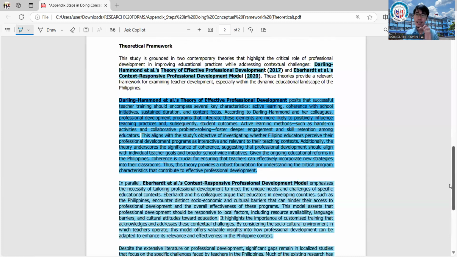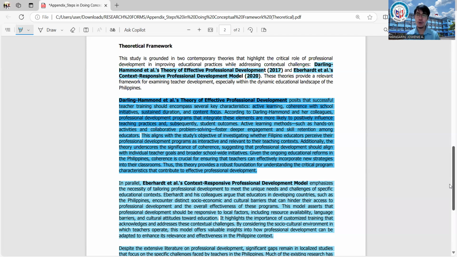Kita ninyo, di ba? Hindi siya naging display lang. Merong explicit discussion how this theory is connected with the present study and how this theory will be used on the conduct of their research paper. Ngayon, question po, Sir Joel, how many theories we could use on our research paper?